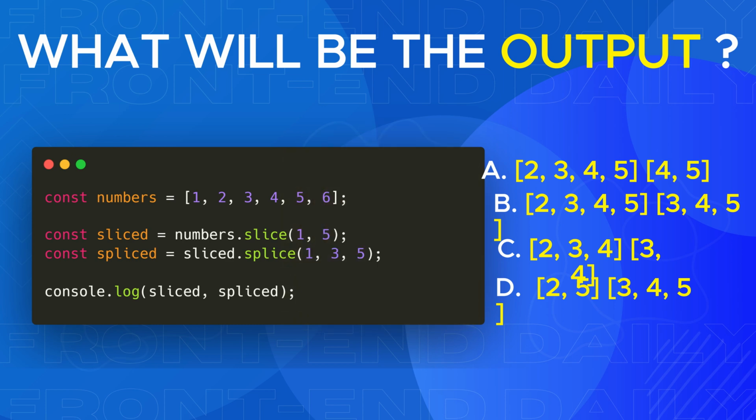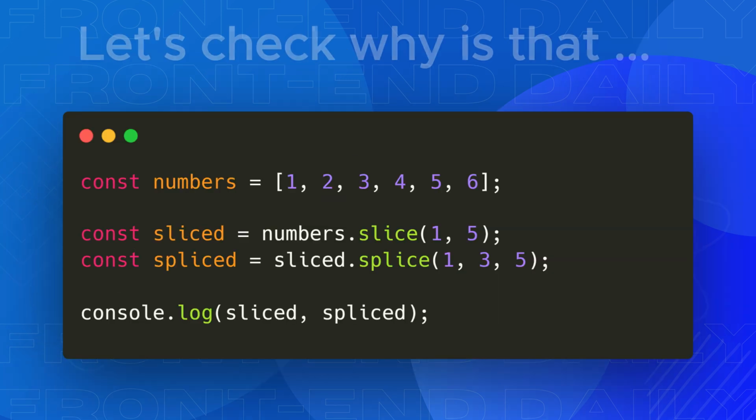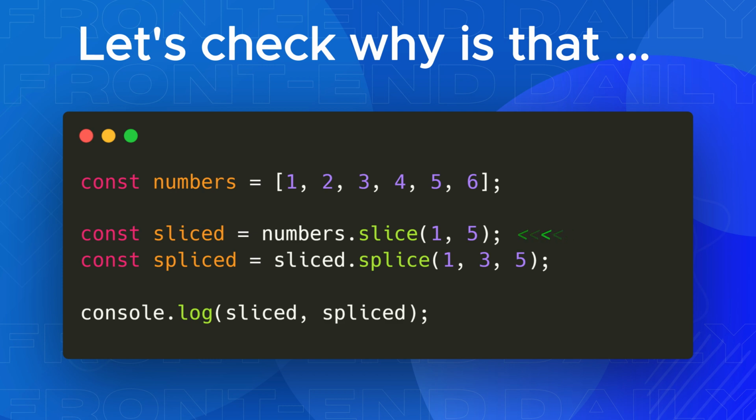The correct answer is D. Let's check why that is. Step 1. This line, slice(1, 5), creates a new array from numbers, starting from index 1 up to, but not including, index 5. This results in sliced equals 2, 3, 4, and 5.